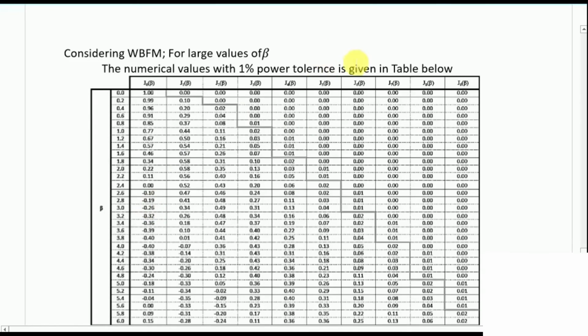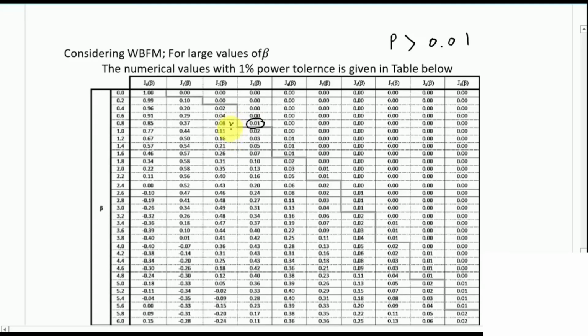Okay, so before we move on, there's something that I mentioned which is called 1% tolerance. That means that it should be 0.01. That means the percentage of power should be greater than this one. If we have this 0.01, we will not consider this value, but we would consider this one.